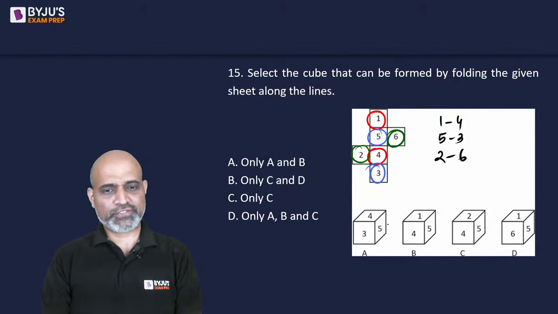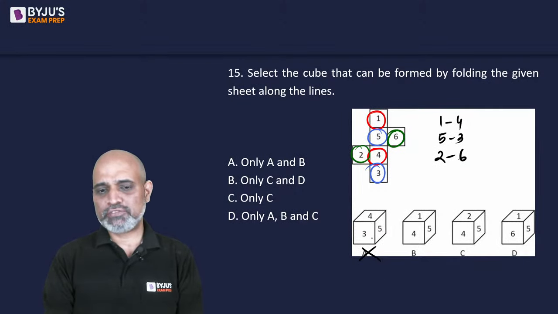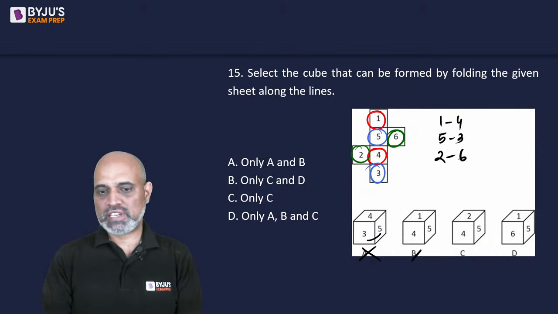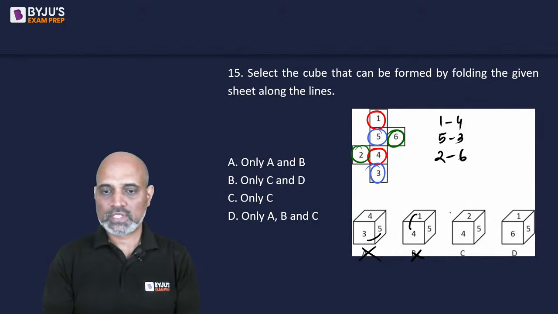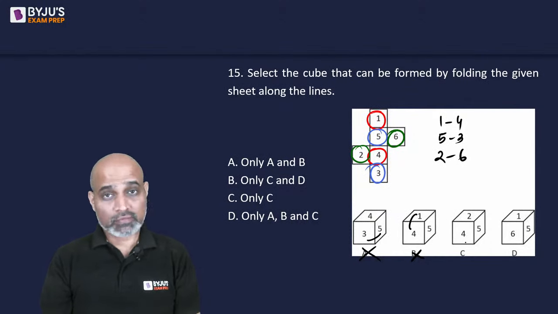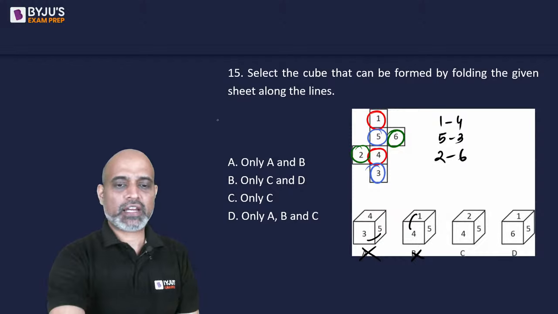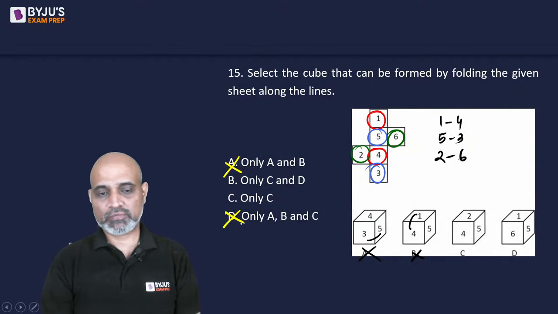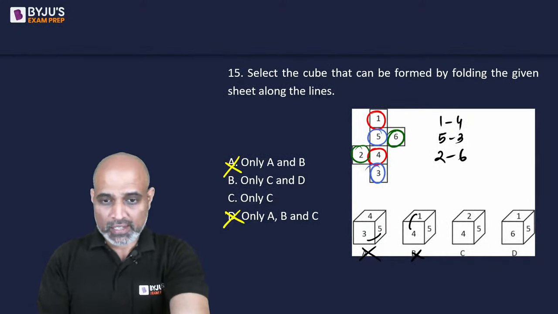3, 4, 5 cannot be possible. How come you can see 3 and 5 both? 1, 4, 5 cannot be possible. How do you see 1 and 4 both? That's wrong. 2, 4, 5 very much possible. 1, 5, 6 very much possible. So obviously our answer is not A and not D. Now between B and C, which will be formed? Let's check that.